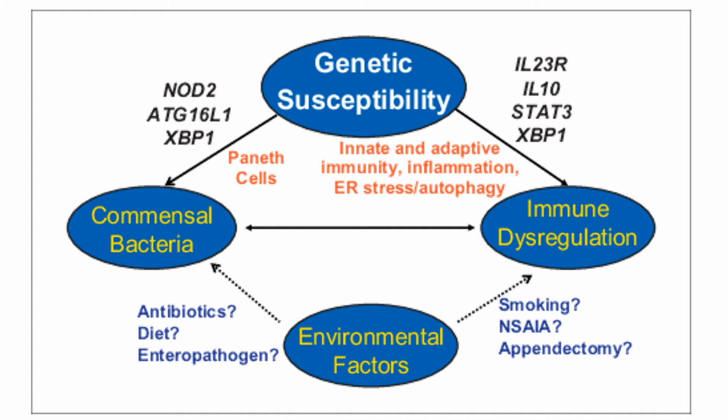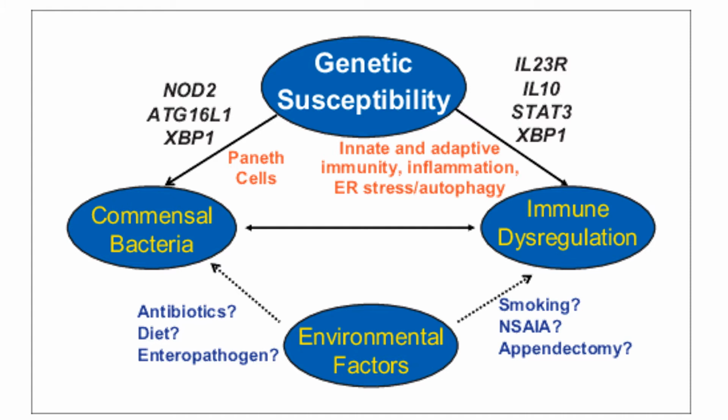So you have genetic susceptibility or predisposition, you have immune dysregulation, you have abnormal bacteria in the gut where commensal bacteria take over, and you do have some environmental factors such as smoking, non-steroidal anti-inflammatory drugs, and things like appendectomy can disrupt things too. You have overuse of antibiotics, poor diet, and enteropathogens.